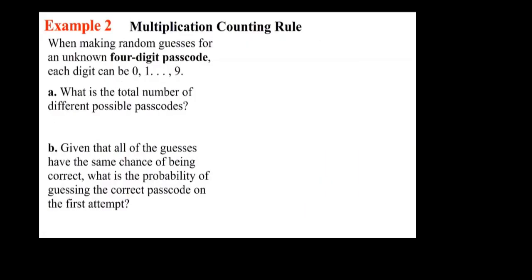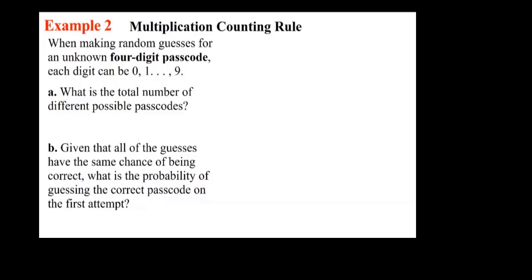When making random guesses for an unknown 4-digit passcode, each digit can be 0, 1, ..., 9. What is the total number of different possible passcodes? And given that all of the guesses have the same chance of being correct, what is the probability of guessing the correct passcode on the first attempt?